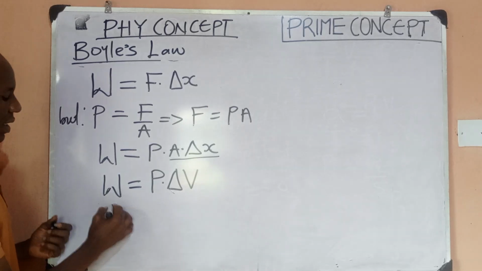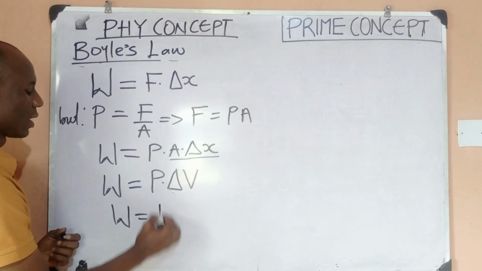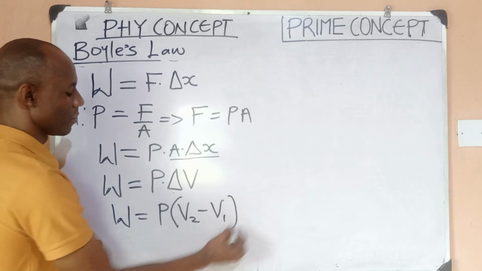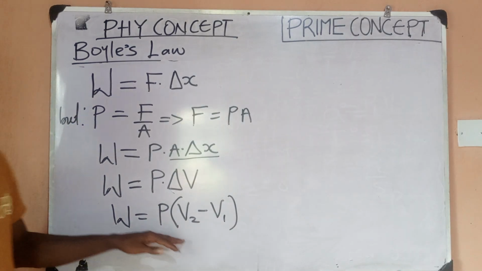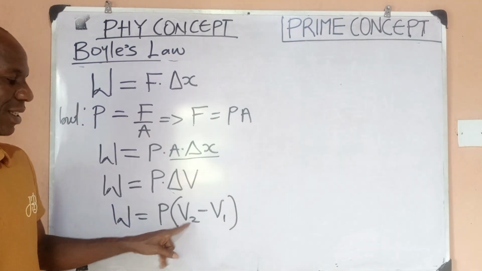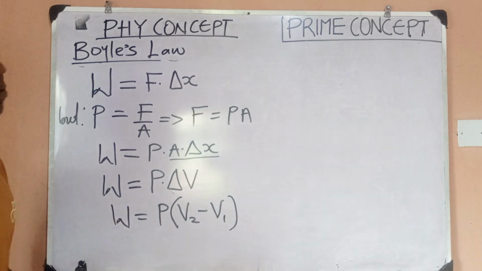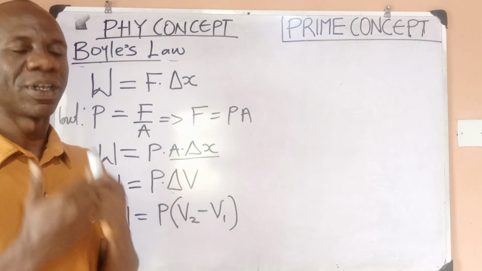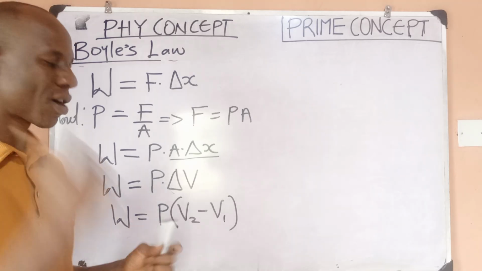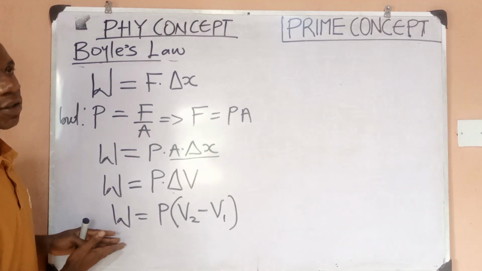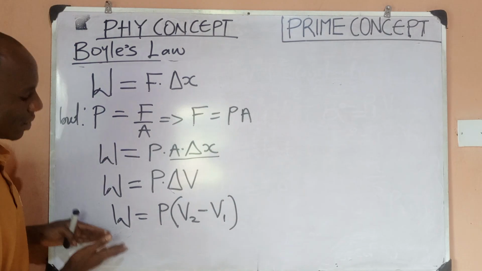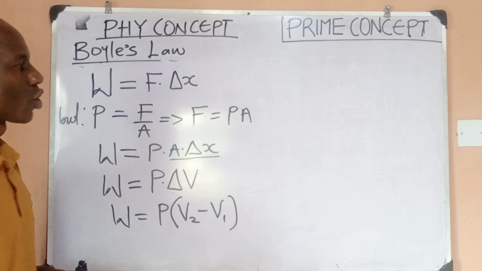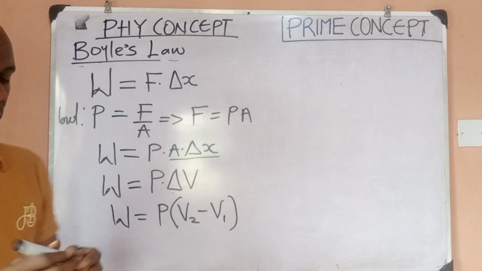So I have that work done can be written as pressure times change in what? Volume. So this is actually saying that work is pressure into V2 minus what? V1. So you can still see that this still relates to Boyle's law, PV, right? So this is still Boyle's law. So Boyle's law is a law that still relates pressure and volume to what? Work done. So they tell you to find work done by a gas tomorrow, and this is what you're going to use. So I'm going to take a problem solving work done under Boyle's law.